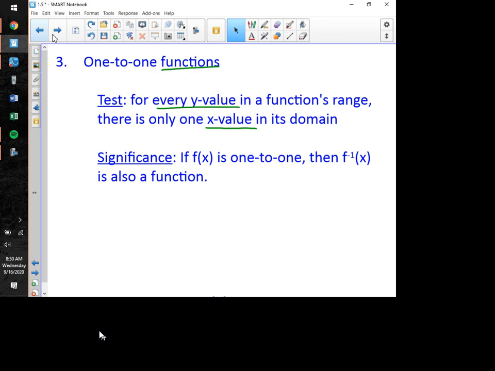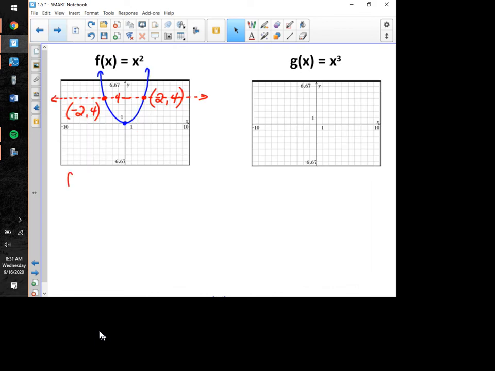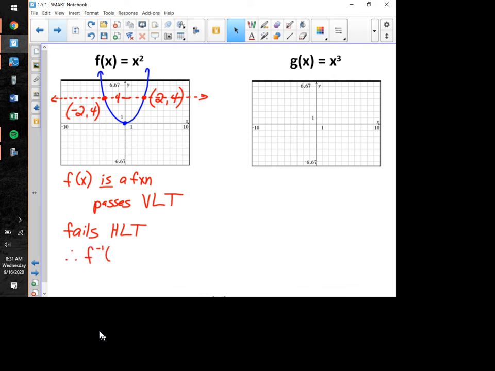So let me go back to what we wrote down, and the test for a function being one-to-one, I'm going to write HLT right there and hope you understand that means horizontal line test. If you don't, you might want to write it out. So for this one, let's write some stuff out. That f of x is a function. It has to be because we named it f of x, but the reason is because it passes the vertical line test. However, it now fails the horizontal line test. And therefore, as a result, we would say that f inverse of x does not exist.